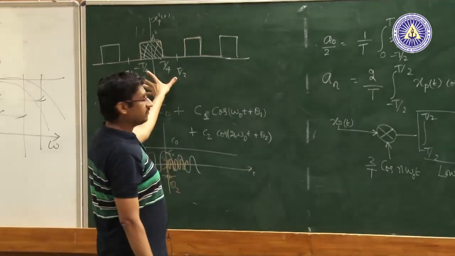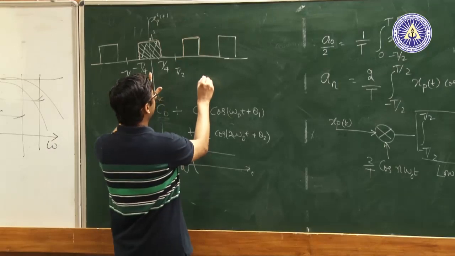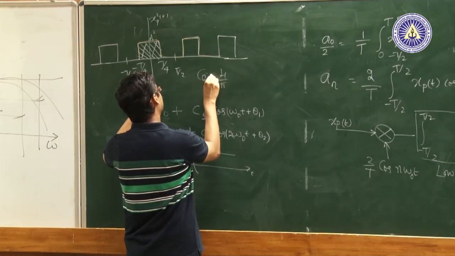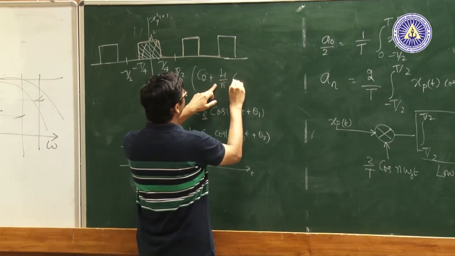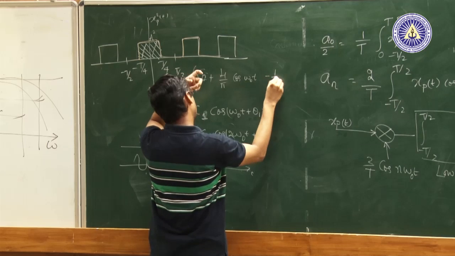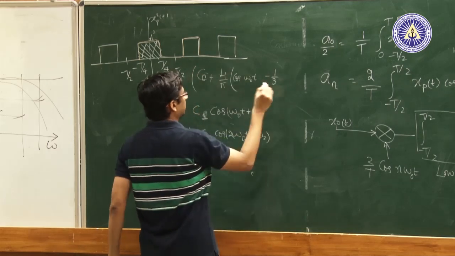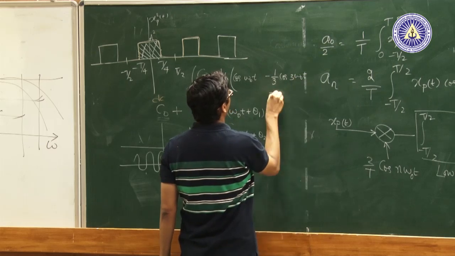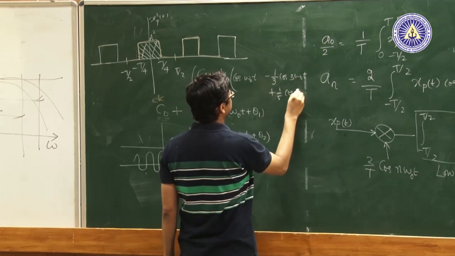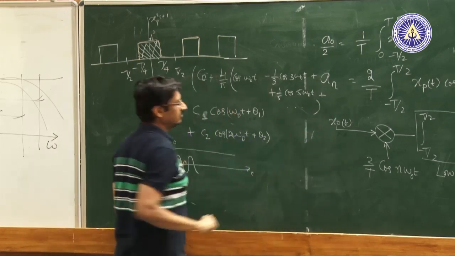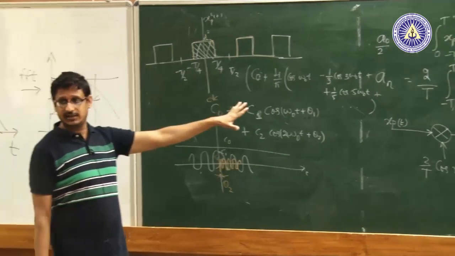In fact, this square wave can be written as some C0, which I do not remember, plus 4 by pi cos omega 0 t, something like minus 1 by 3 cos 3 omega 0 t plus 1 by 5 cos 5 omega 0 t and so on and so forth. Okay. So, this is something that you can actually derive, right.